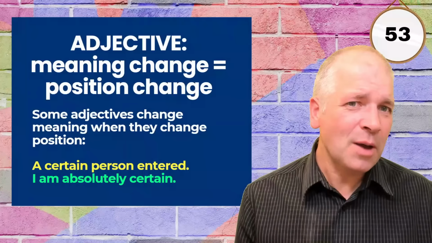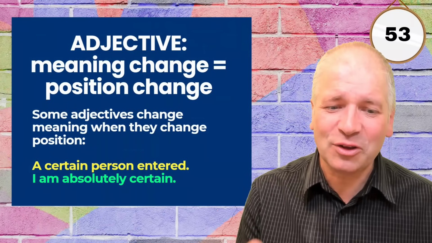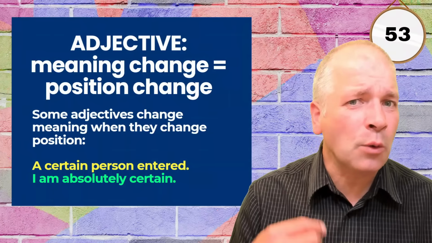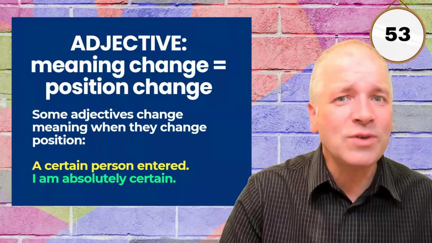Adjectives can sometimes have a meaning change when they change position in the sentence, such as certain. A certain person entered, that means a particular or specific person, but I am absolutely certain means I have no doubt.